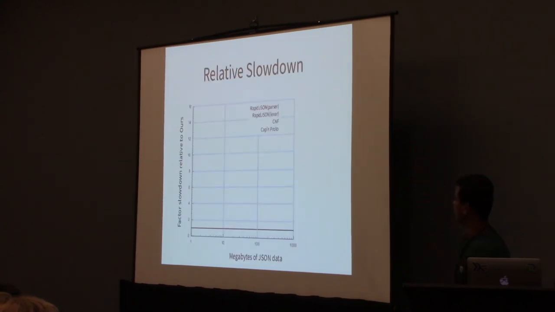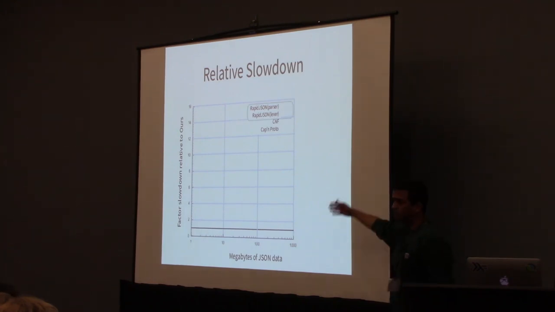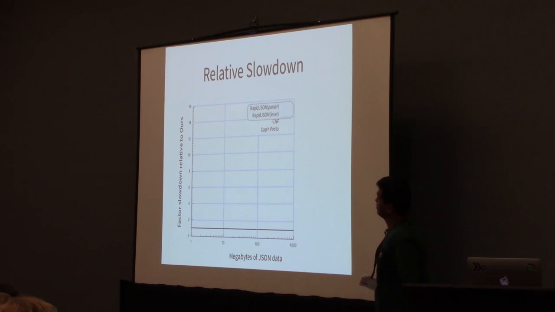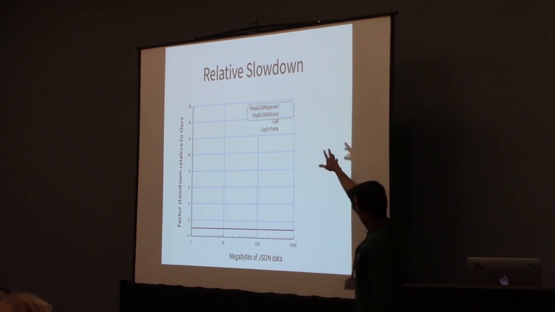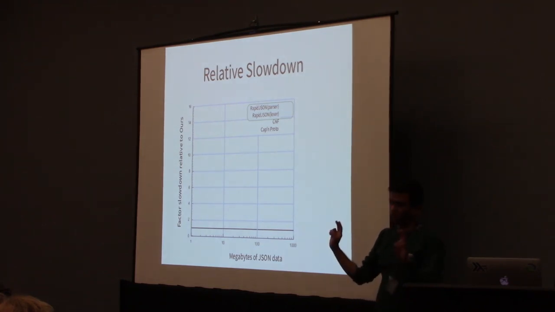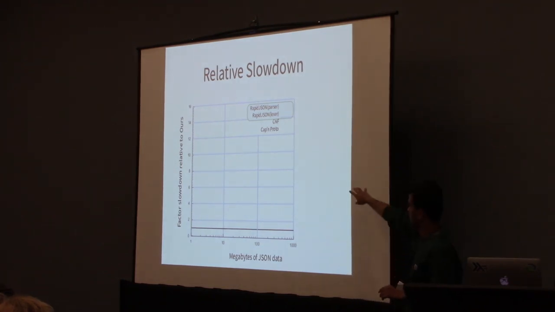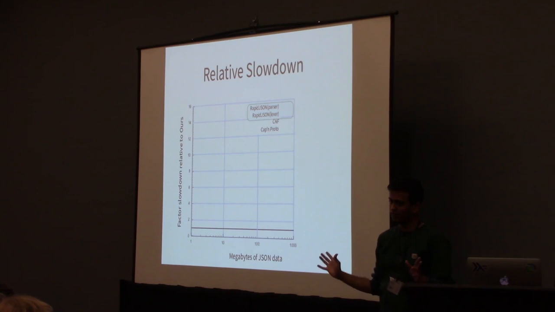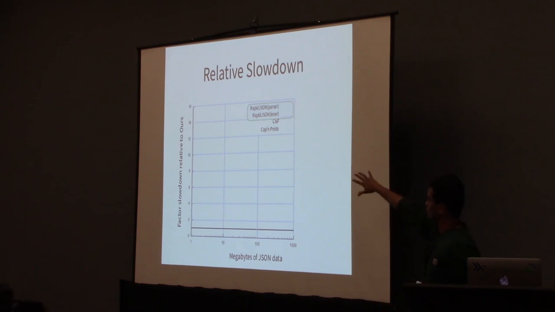And we compare it against these libraries. RapidJSON is an efficient C++ library which processes JSON data. We have two versions for it. The first one is the parser version, which actually parses the JSON. The next one is Lexer, which is less strict, and it just goes through the tree and looks for the word cat in it. It's more like grep, it doesn't parse anything.